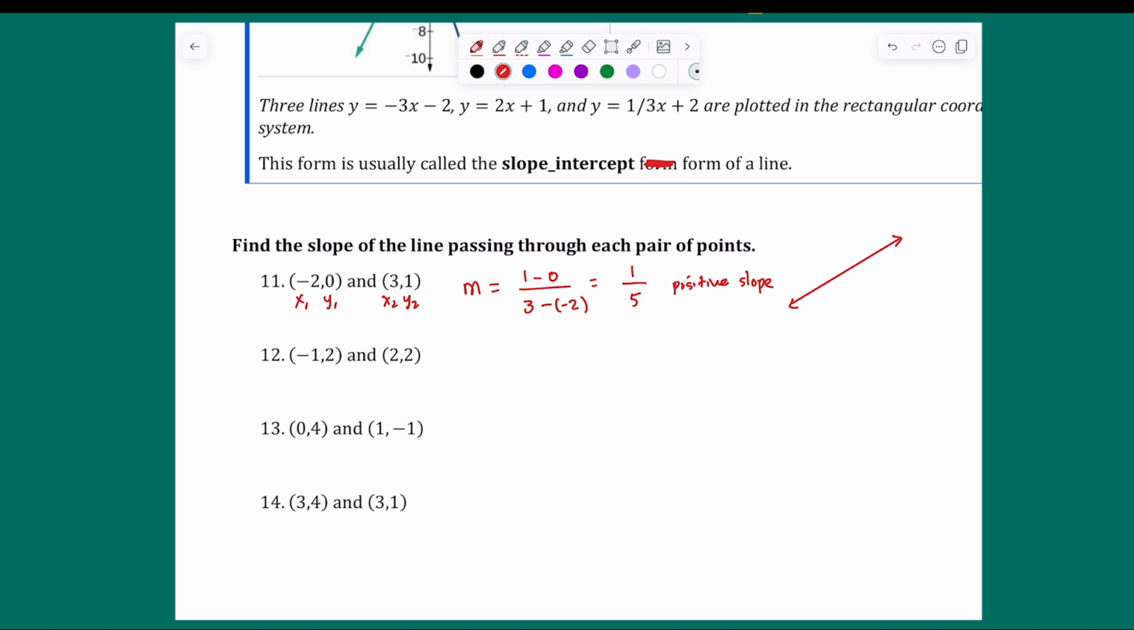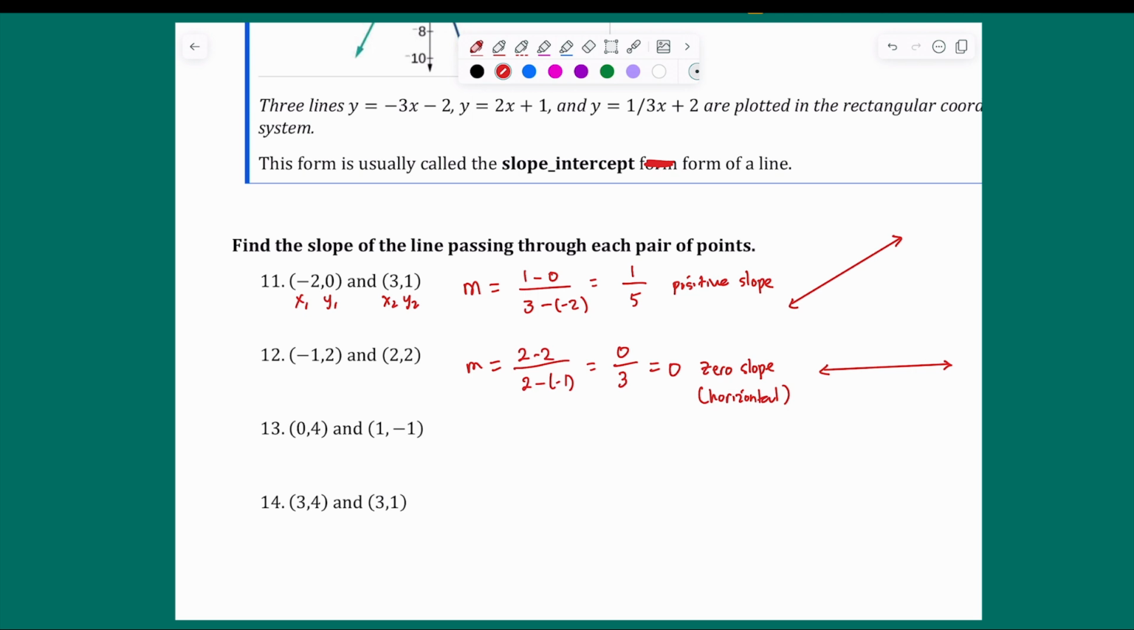The next pair of ordered pairs is (-1, 2) and (2, 2). So the slope is 2 minus 2 over 2 minus negative 1. You see we get 0 over a positive 3, which gives us 0. So a 0 slope. In this case, this would be a horizontal line because it has no rise. It's basically flat. If you were to plot a graph like this, you would see a horizontal line, pretty flat, because the slope is 0.